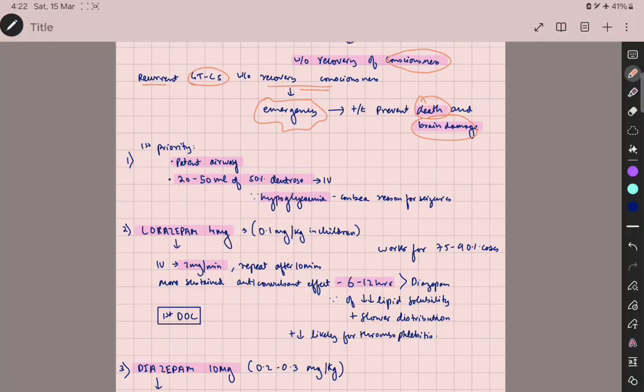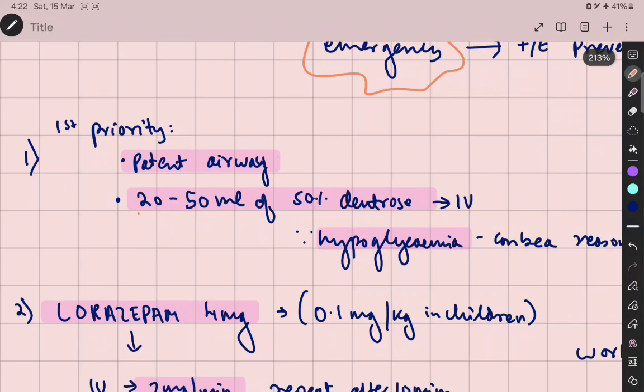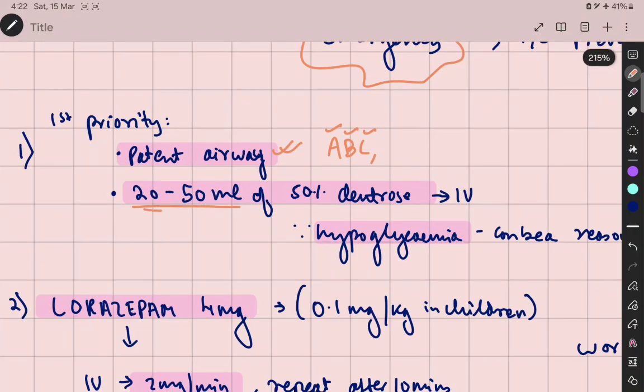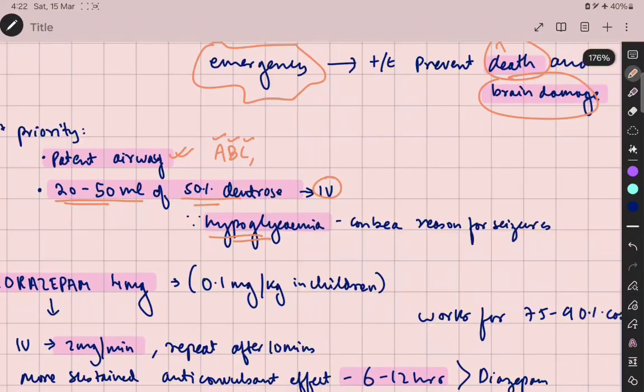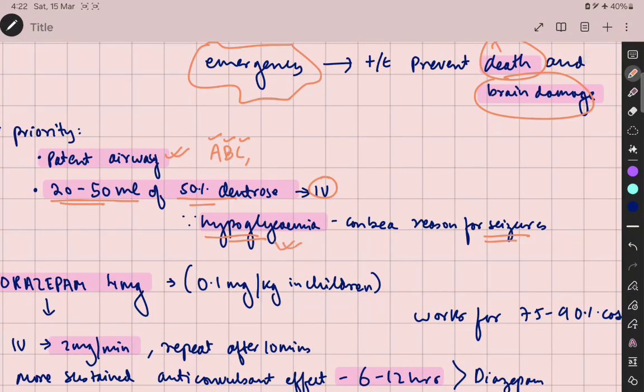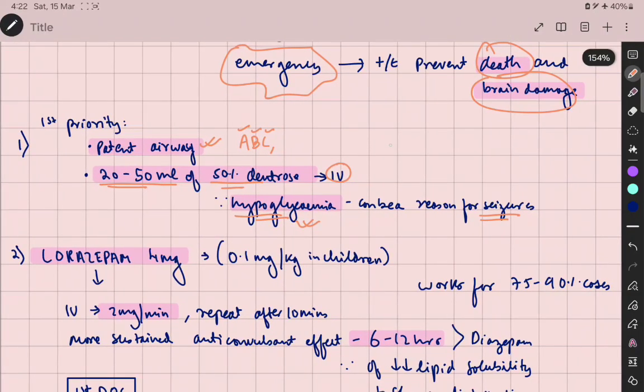Coming to the treatment of status epilepticus, our first priority is always to see that the airway is patent. We have to check ABC, and we have to make sure that the patient's vitals are okay: airway, breathing and circulation. Then we give them 20 to 50 ml of 50% dextrose through IV infusion. We do this because hypoglycemia can be one of the reasons for seizures, and we need to treat the causative factor of the seizures. So this is the first step of status epilepticus treatment. We check for a patent airway and we give them 20 to 50 ml of 50% dextrose IV to treat hypoglycemia.